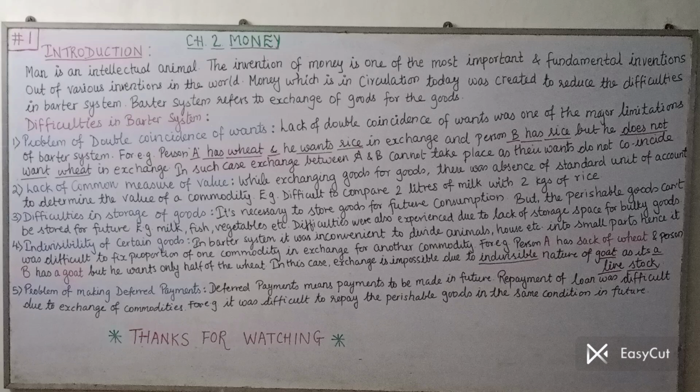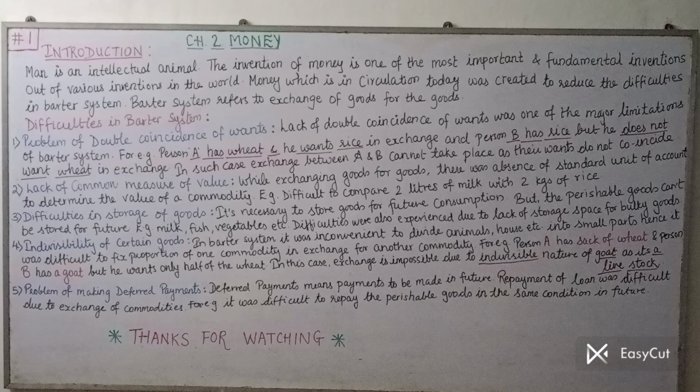Let us take an example to make it clear. For example, person A has wheat, but he wants rice. Person A has ample wheat with him and he also wants rice in exchange. And person B has rice. So the other person is having rice. But the problem is that person B does not want wheat in exchange. That means whatever person A is having, wheat, the person B does not want wheat.